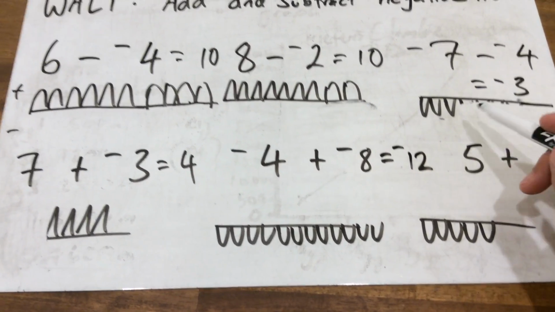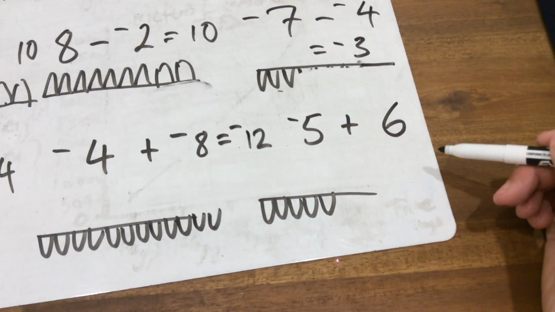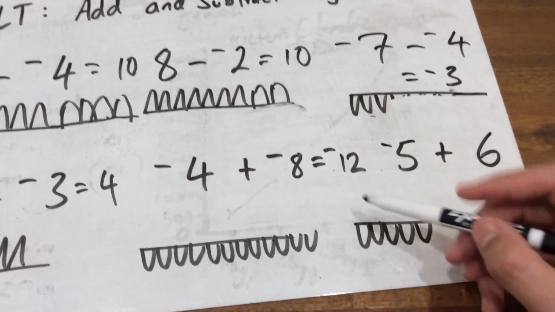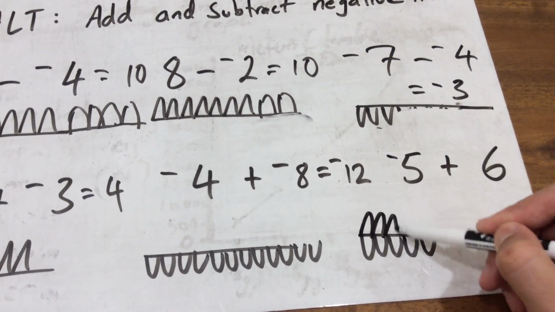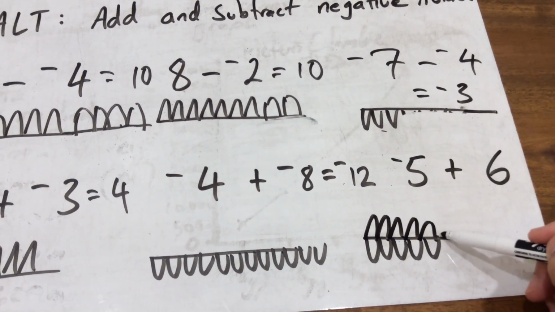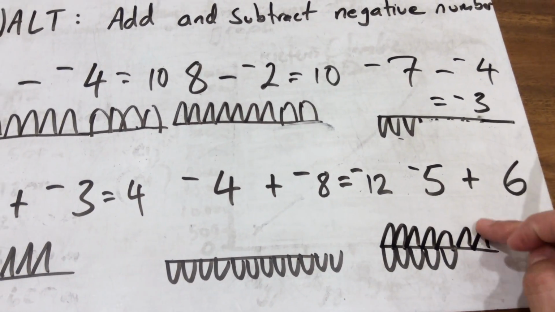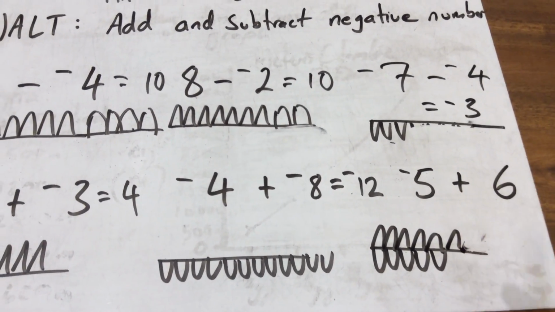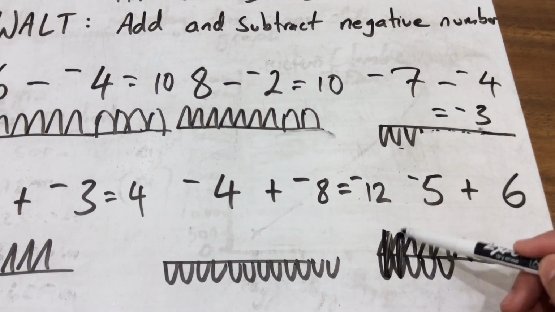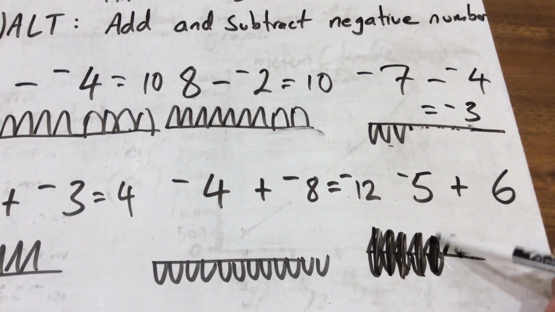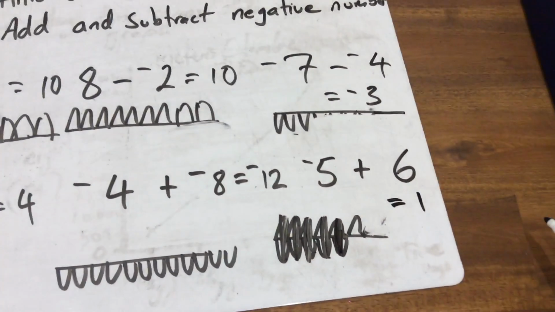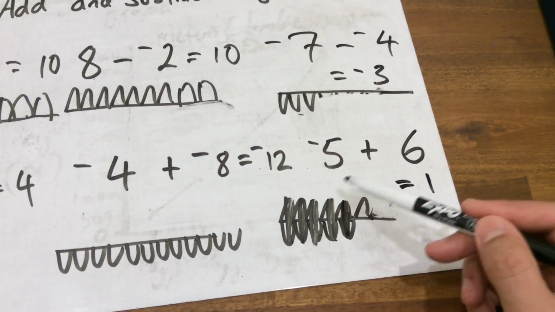Right, next question. I've got negative 5 plus 6. So I'm giving them plus 6. I'm giving them 6 positives. Here I am giving them positive 6. Oh, one too many. What I've actually done is I've filled up all of those holes, and so my answer is actually just going to be positive 1, because I filled up those holes there.